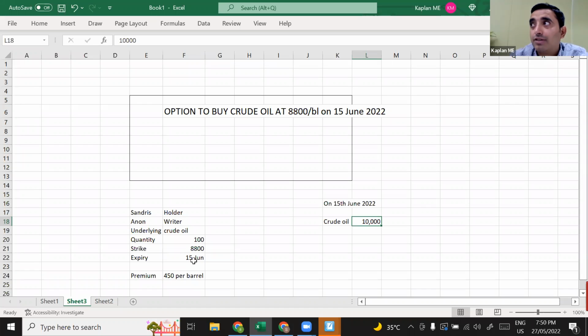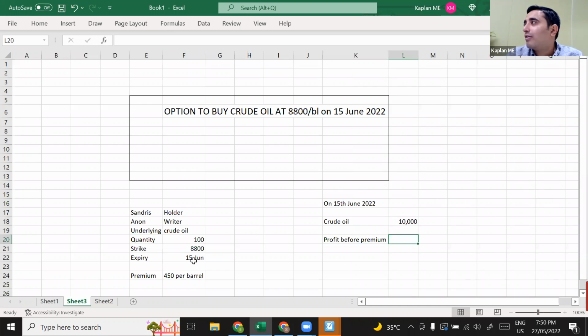On a per barrel basis, but you have already paid 450. Clear? So your profit before premium would be, which in the CFA curriculum you would have called the payoff. So the payoff is going to be this minus 8,800, and your profit on a per barrel basis is going to be this minus the premium that you have paid. So you're going to make a profit of 750.